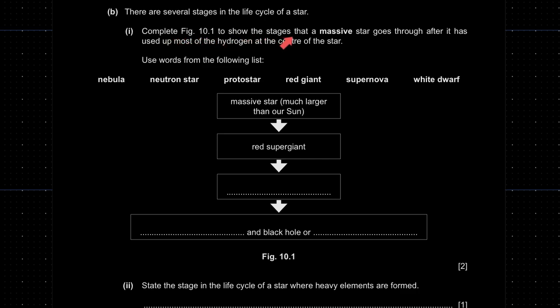There are several stages in the life cycle of a star. Complete 10.1 to show the stages that a massive star goes through after it has used up most of the hydrogen at the center of the star. So a massive star turns into a red supergiant and then it explodes in a supernova. After the supernova, you have a nebula which is formed, and that eventually leads to a black hole. Or in the case of a star which is not as big, it may also lead to a neutron star.